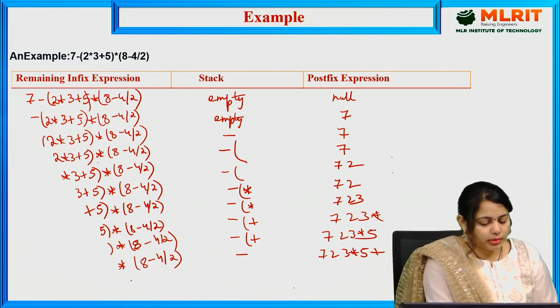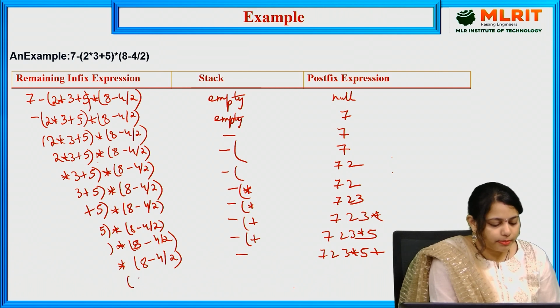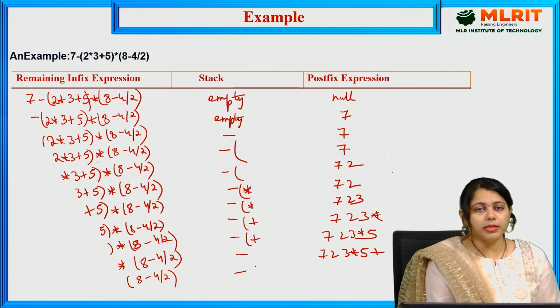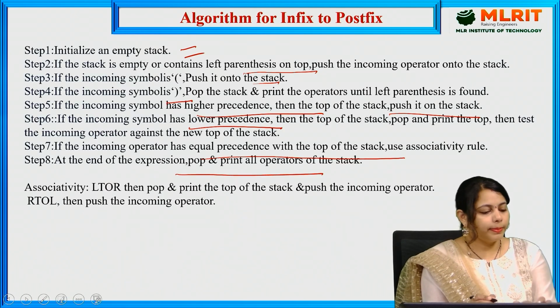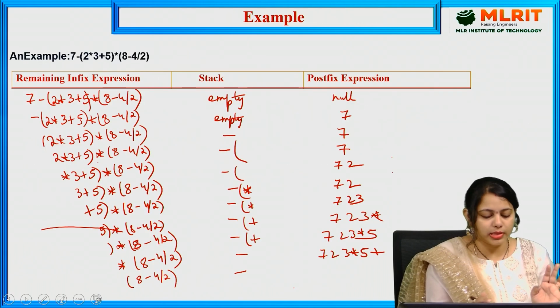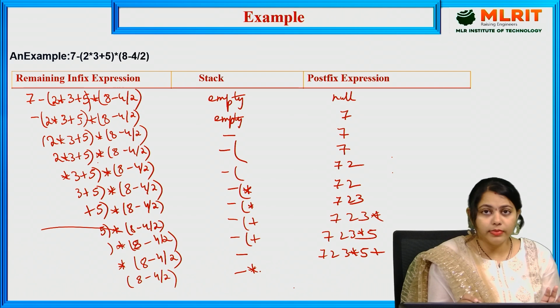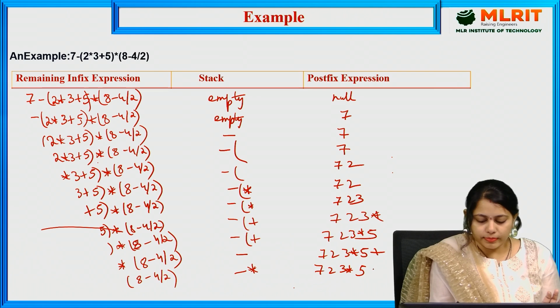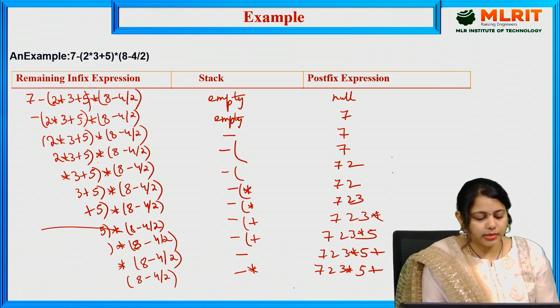The next incoming symbols are minus and star. When the incoming symbol has the highest priority, as per the algorithm in step 5, it is going to be pushed into the stack. So we are going to have star here. So 7 2 3 star 5 plus, as it is going to be.